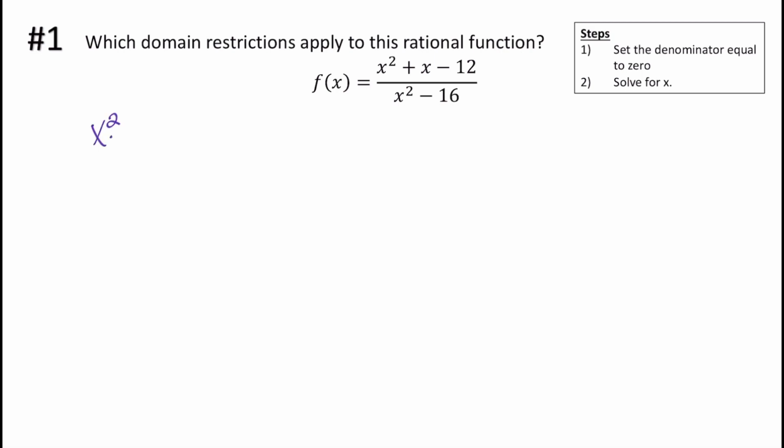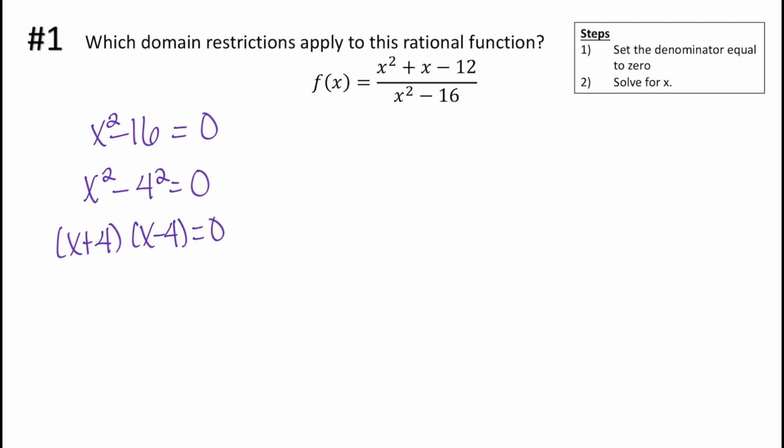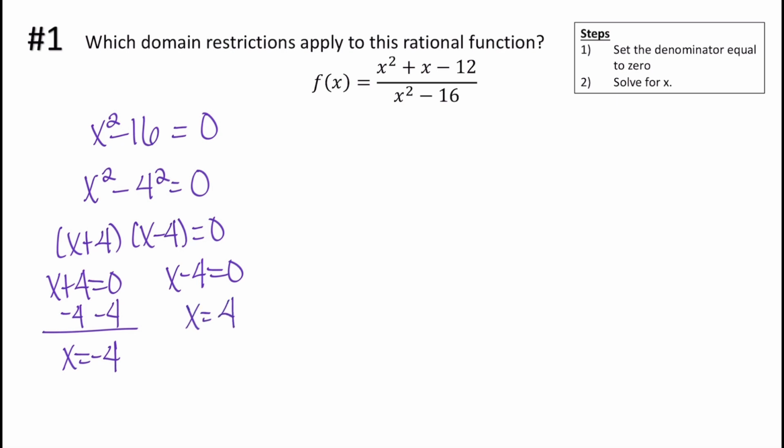So we have x squared minus 16 as our denominator, and we're going to set it equal to 0. Well, x squared minus 16, if you remember, is x squared minus 4 squared. So we can factor that as the difference of two squares, x plus 4 times x minus 4 equals 0. If we set each factor equal to 0 and solve for x, we get x equals negative 4 and x equals 4. So we would say that x does not equal negative 4, and x does not equal 4 in the domain of this rational function.